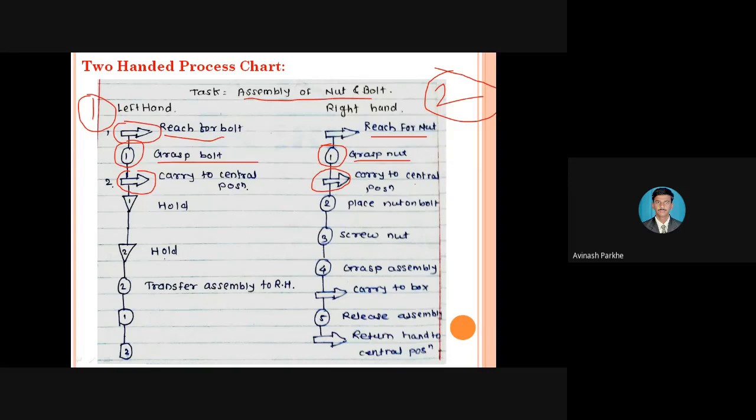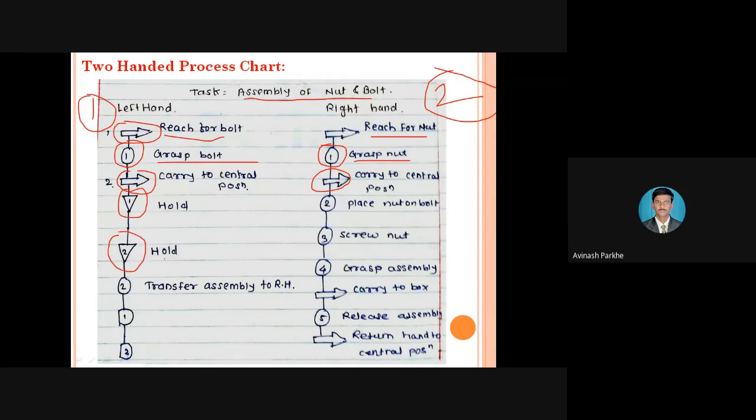Okay, now the nut and bolt are in front of each other, and then your left hand is stationary. You can see here in the left hand hold operation is there, and during that hold, place the nut on the bolt. Now your bolt is stationary in the left hand, and I will put that particular nut on the bolt.